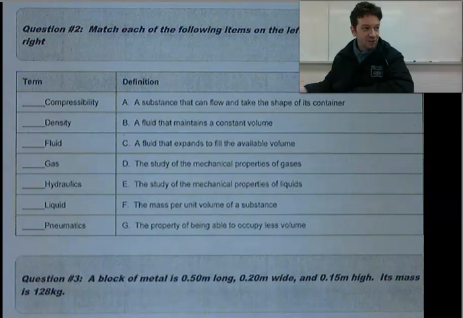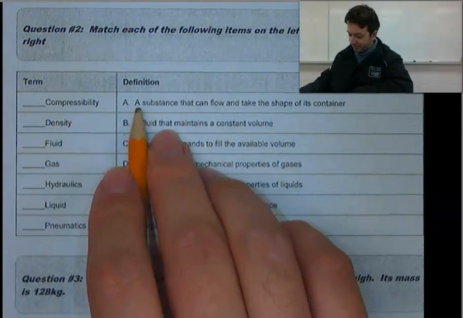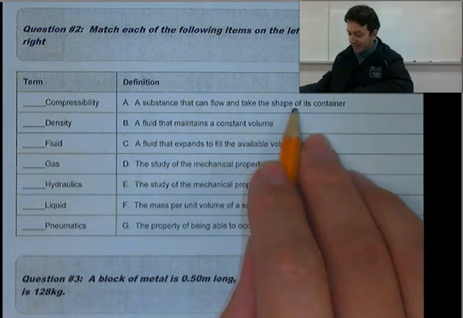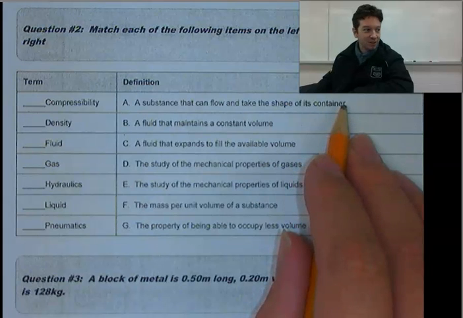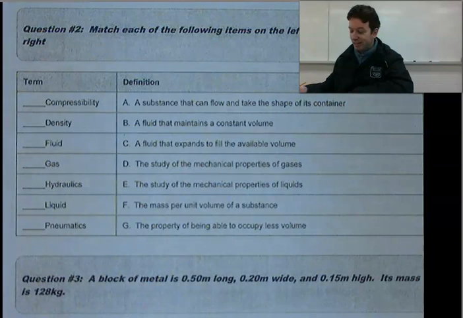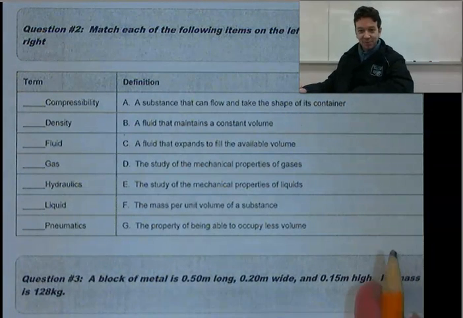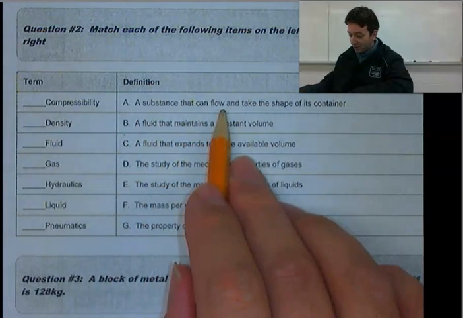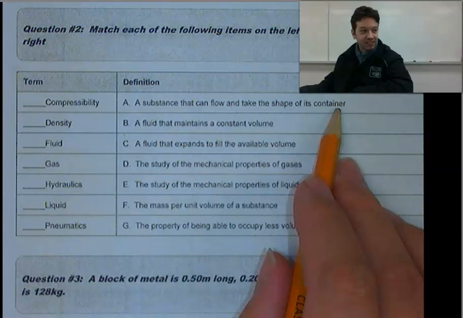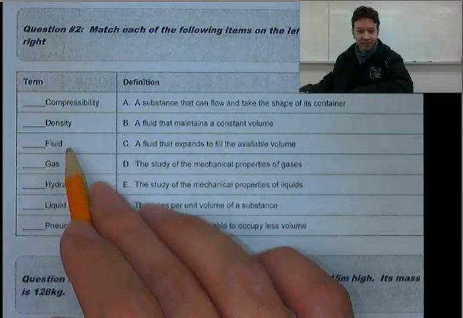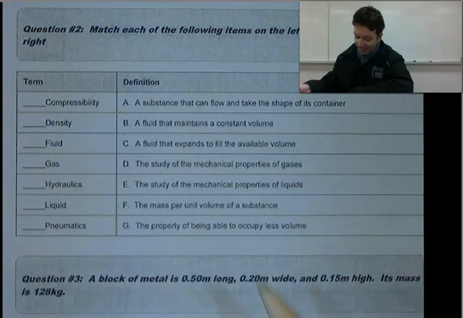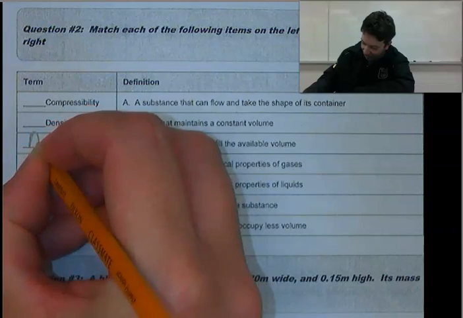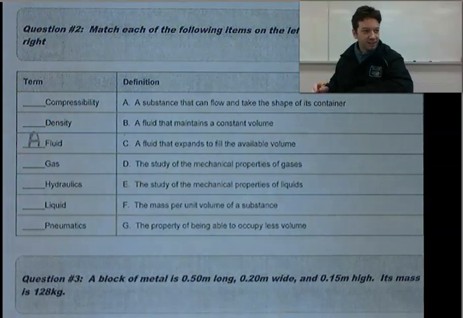Okay, so let's look at the first one. A substance that can flow and take the shape of its container. If you know which one this is, type it in the chat. That would help me if you don't say it out loud, because then I would have to edit this video later. Just type it in the chat if you know. A substance that can flow and take the shape of its container. Which one? Yeah, good. Someone said fluid. All right, fluid. Let's try the next one.